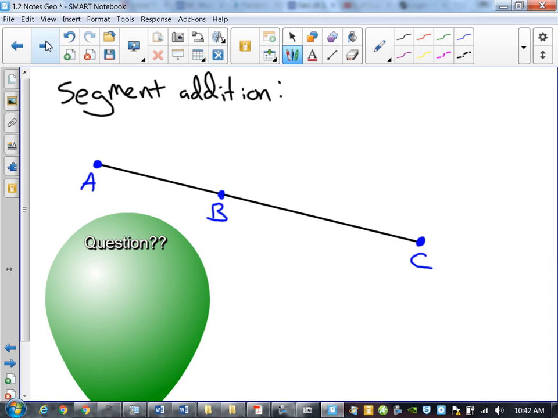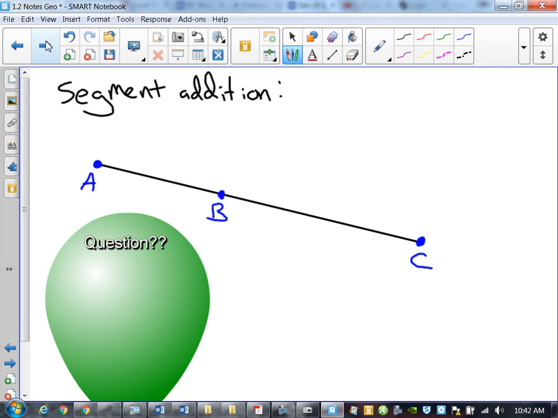Now, when you have collinear points, you can measure the distances between each point and add them together. For example, if I walk from here to here and it's 3 feet, and I walk another 3 feet, how far did I go? 6. It's crazy how this works.